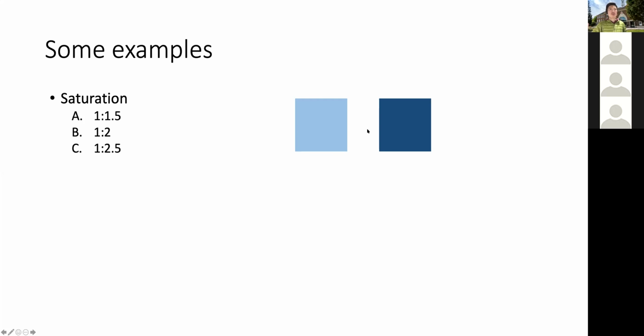And I give you three options. So which one do you think that is? Do you think this one is maybe 1.5 times darker than this one, or twice, or 2.5 times? Which one would you pick? Can I have a show of hands? So someone thinks this is 1.5 times darker than the lighter one. Can you click yes now if you think that's the case?